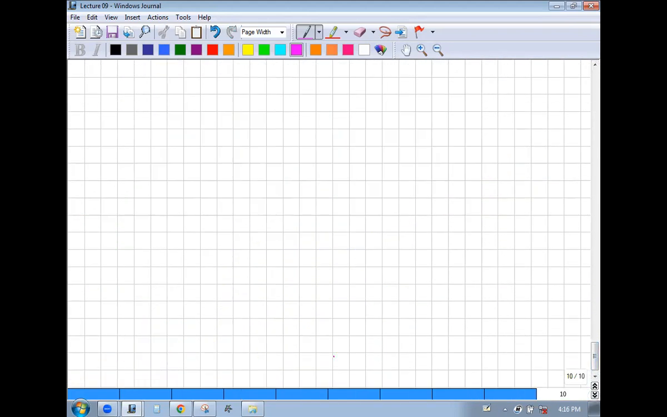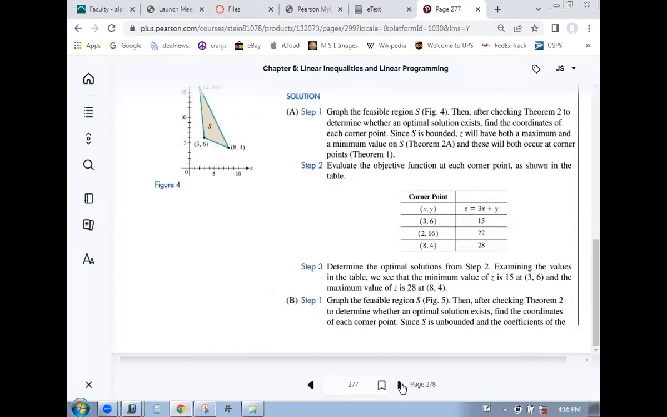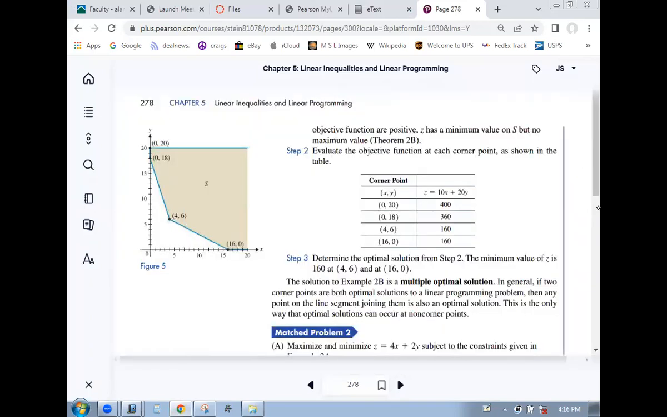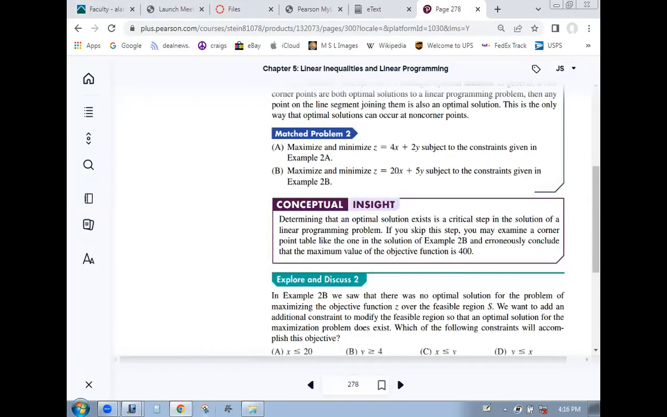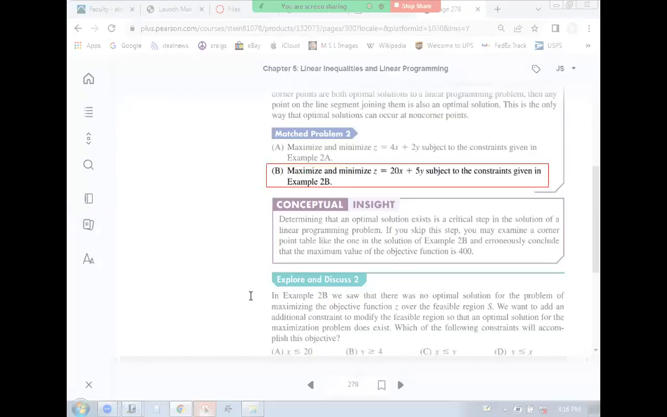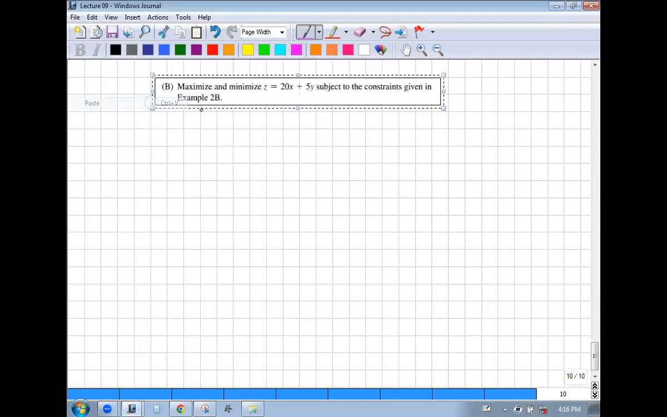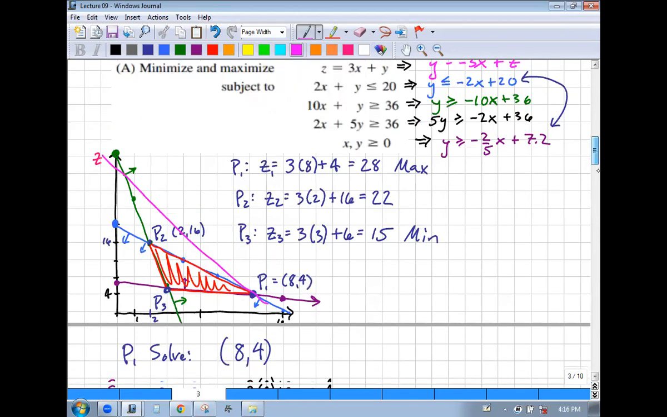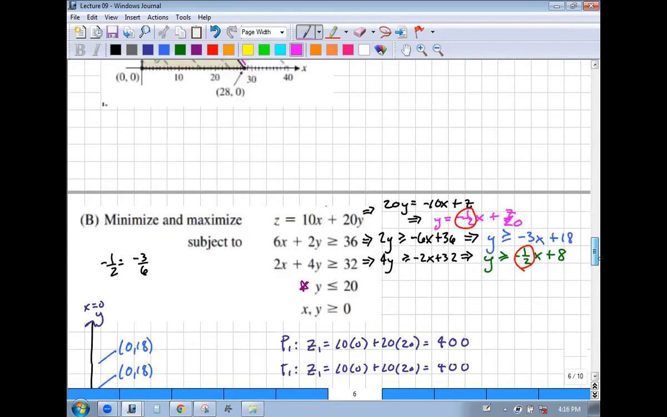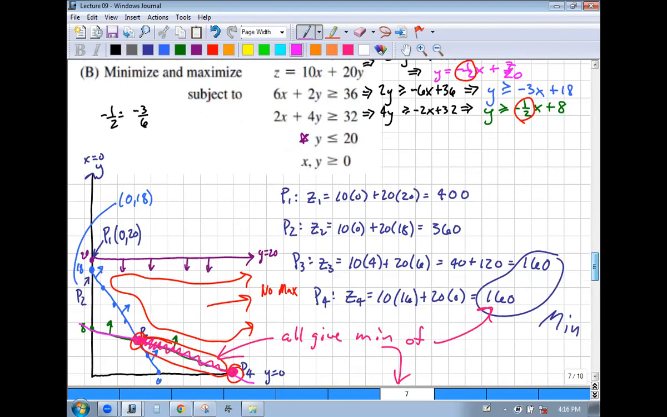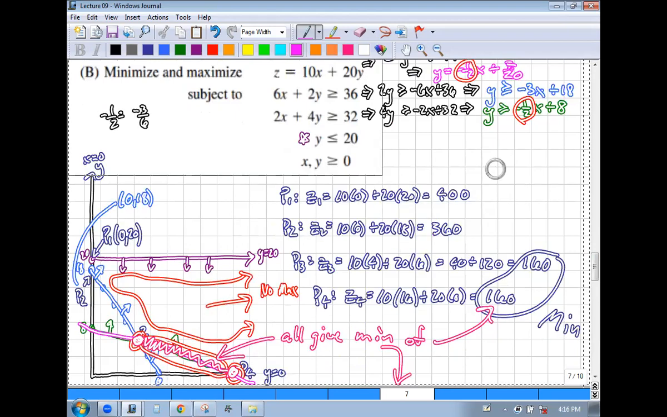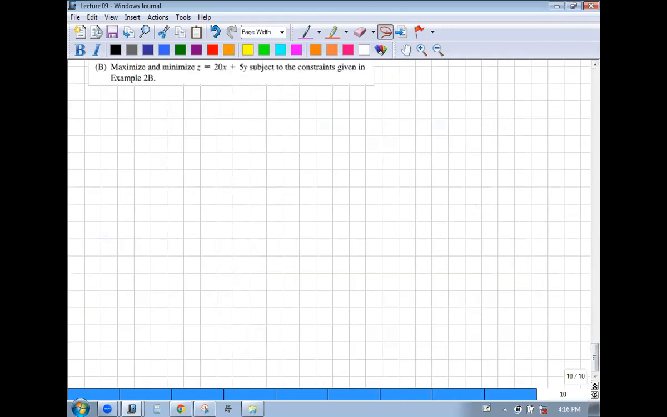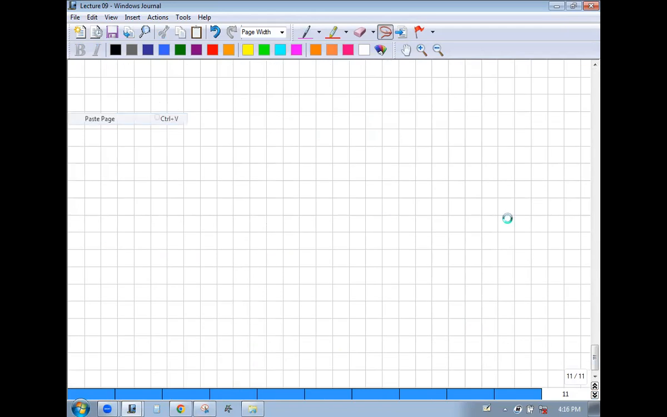There's math problem 2A, now do math problem 2B. We can recycle our work here. So, change our constraint in problem 2B. Where's our 2B then? Let's see. That was 2A. Here was our 2B. Let's just select this page, copy the page, paste the page.